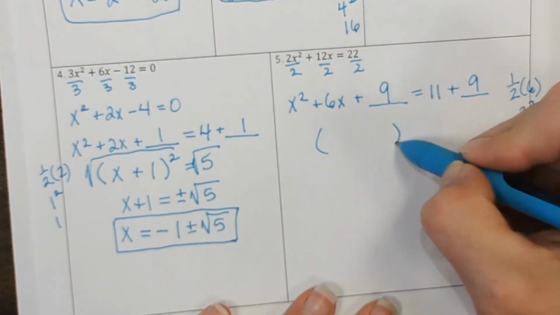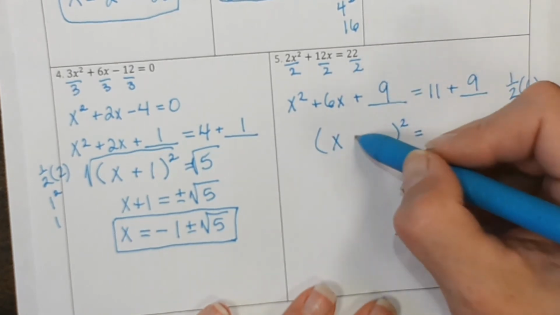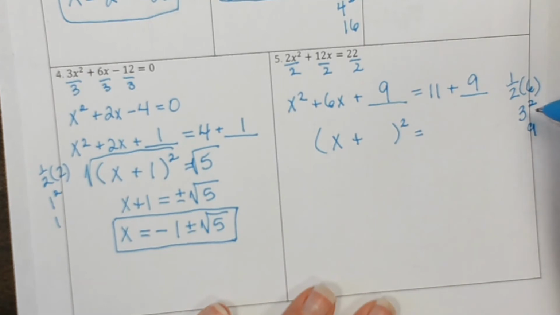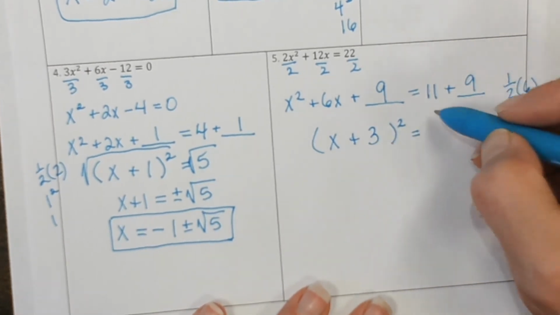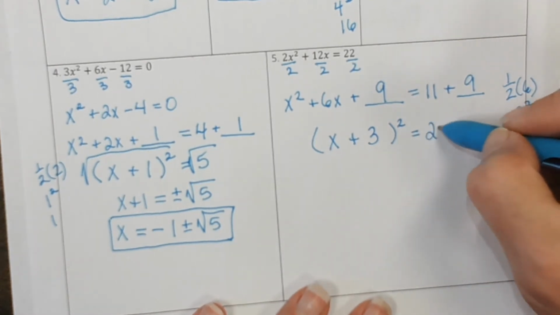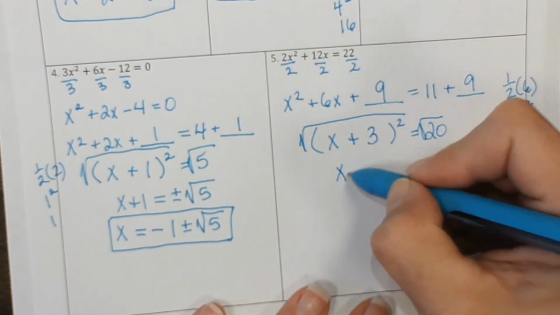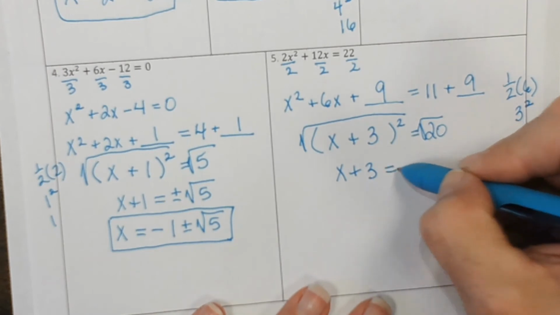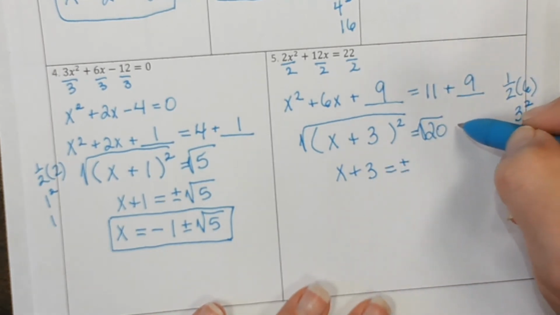Then we go straight into that binomial squared. So we know we have an x plus, and then what was it that we squared? We squared the 3, so the 3 goes in there, and I simplify my terms on the right side. 11 plus 9 is 20, and then we take the square root of both sides. So x plus 3 is equal to the plus or minus. All right, square root of 20.